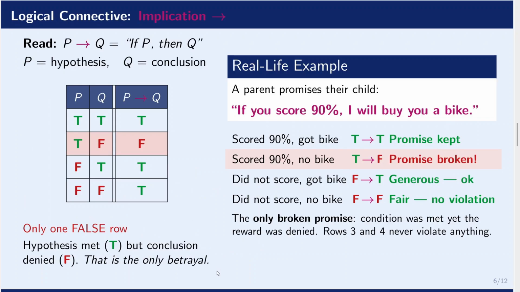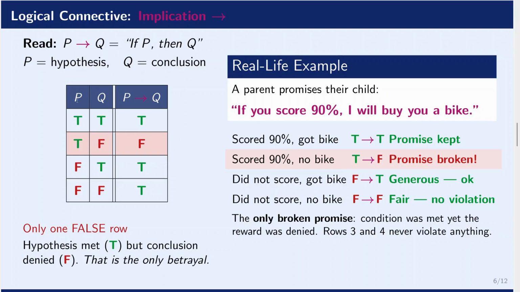We are now going to introduce a logical connective called implication, represented by a right-pointing arrow. We read the notation P arrow Q as if P, then Q. Here, P is our hypothesis, or the condition, and Q is our conclusion, or the result.